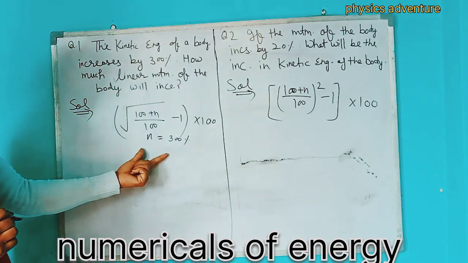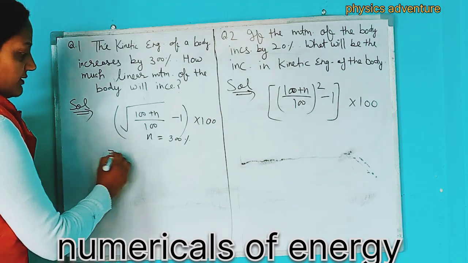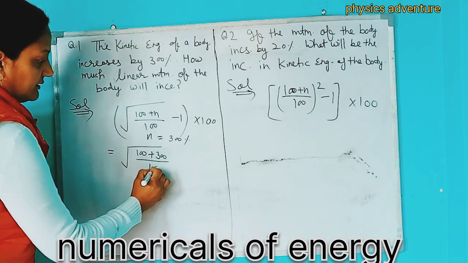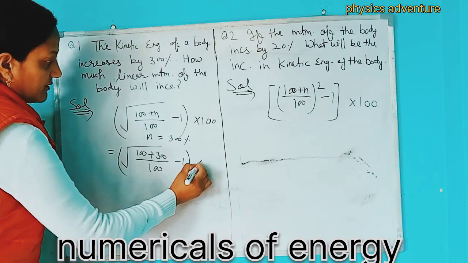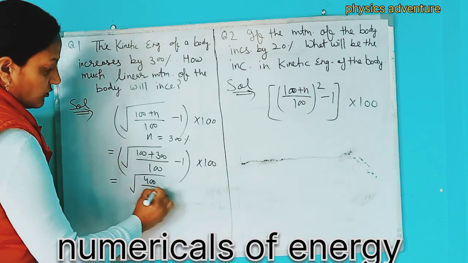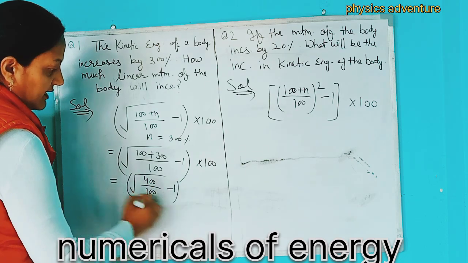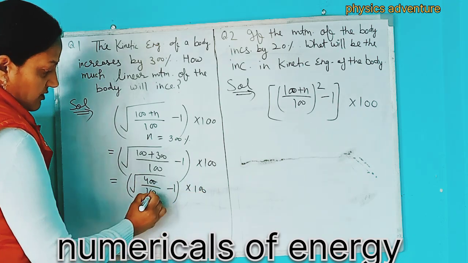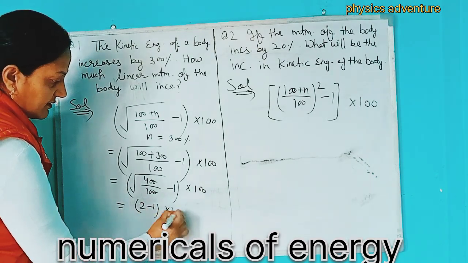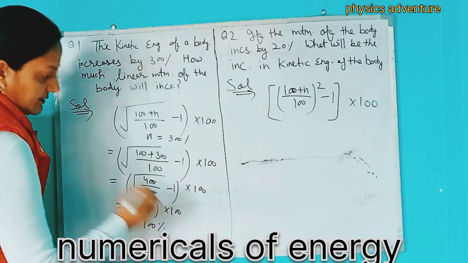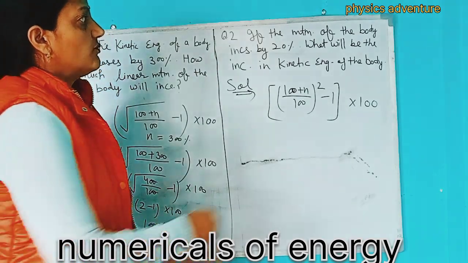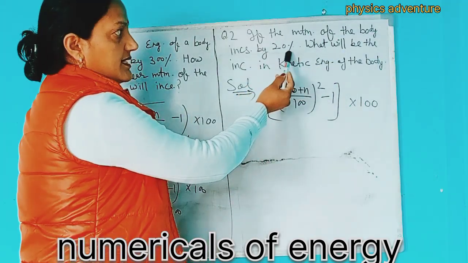Kinetic energy is given as 300%. So put the value of n in this formula. We will find 100 plus 300 over 100, minus 1, and multiply by 100. This becomes root 400 over 100, minus 1, multiplied by 100. Cut this out. Root 4 is 2. 2 minus 1, multiplied by 100, is equal to 100%. This is the answer.